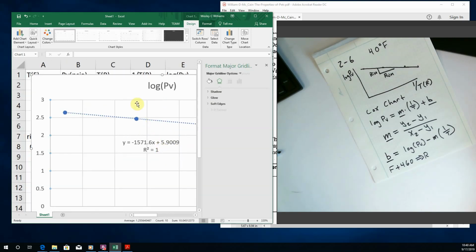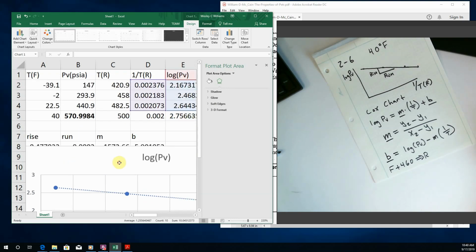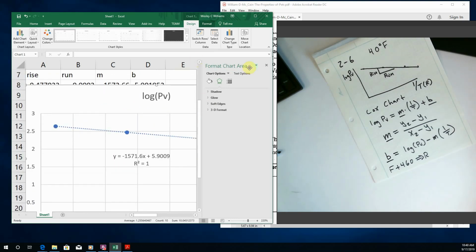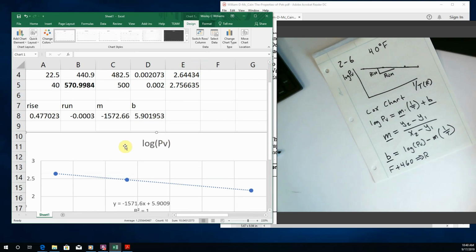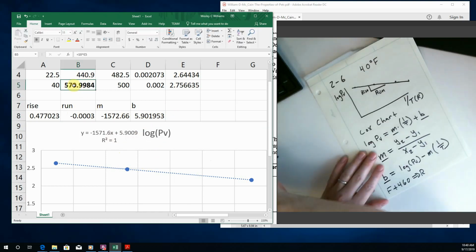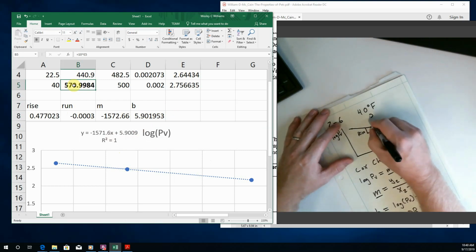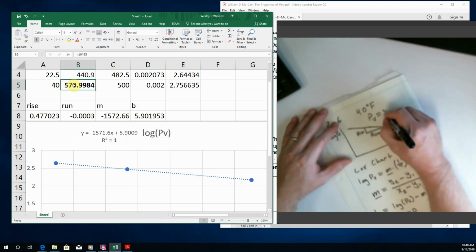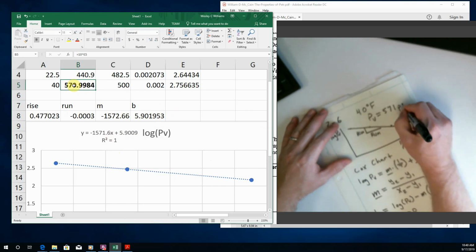So here's that value. This should look somewhat similar to the values that we got, and it's close. There's a slight difference because of round off error, and this is pretty close to the value we got. So there's two different ways you can get that. You can calculate it manually or use Excel to be able to calculate that. But here's our answer. So our answer to this problem would be vapor pressure equals basically 571 psia.